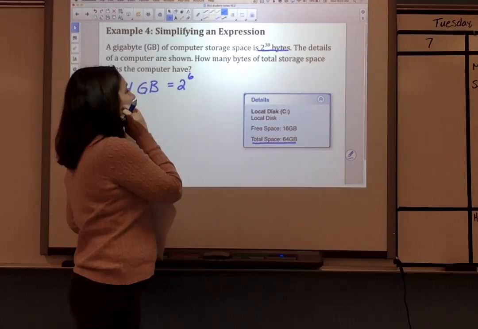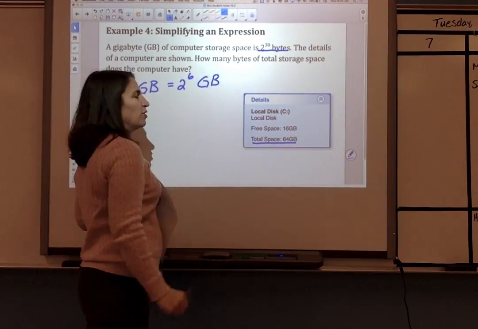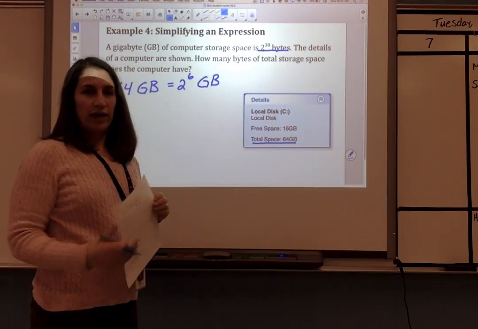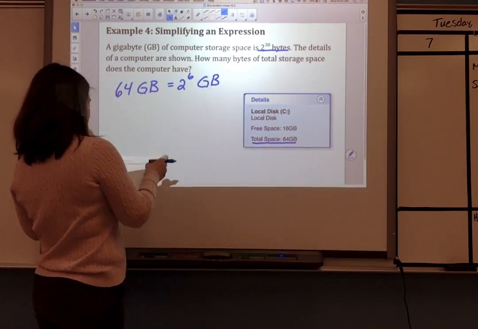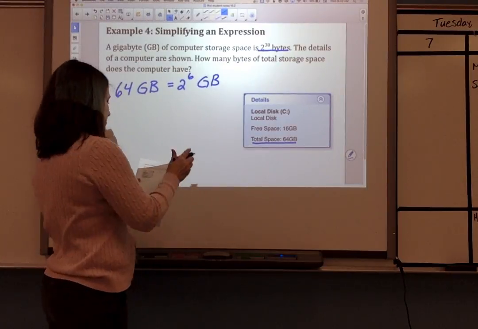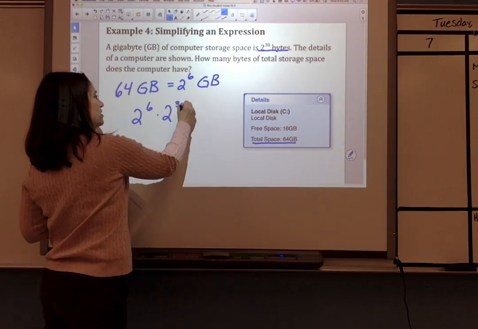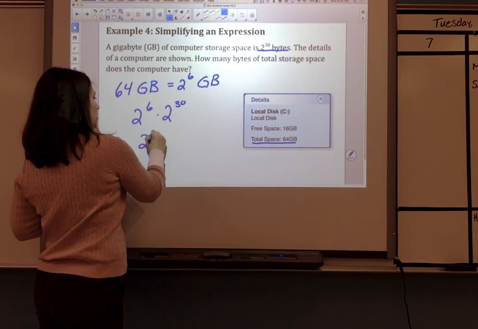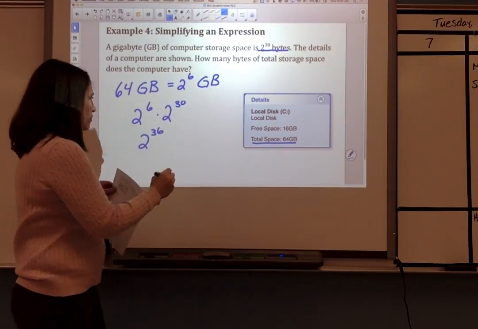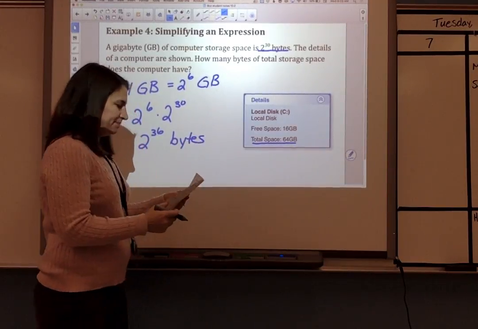2 times 2 times 2 times 2 times 2 times 2. So that's how many gigabytes of storage we have. But we know that each gigabyte is the same thing as 2 to the 30th bytes. So we take our 2 to the 6th and we're going to multiply by 2 to the 30th. So that's 2 to the 36th power bytes.